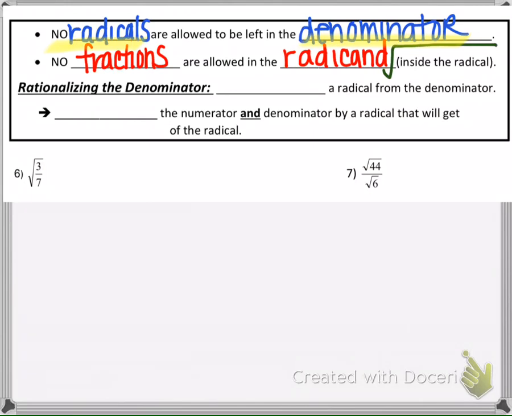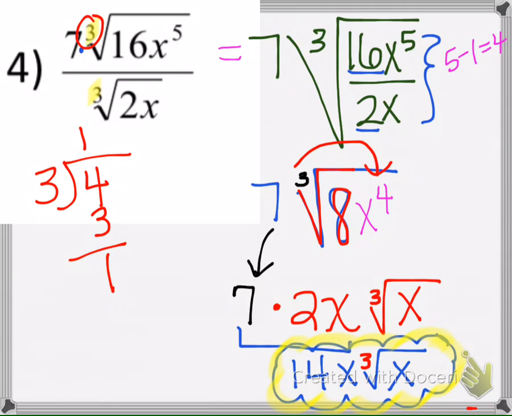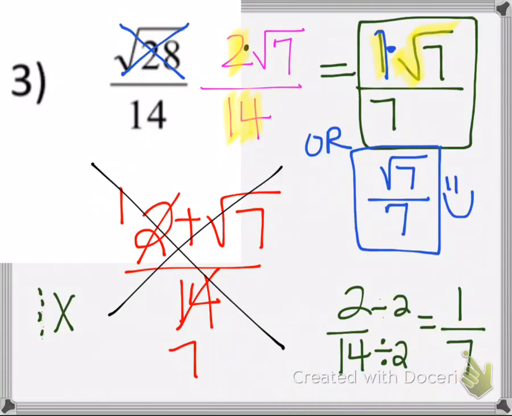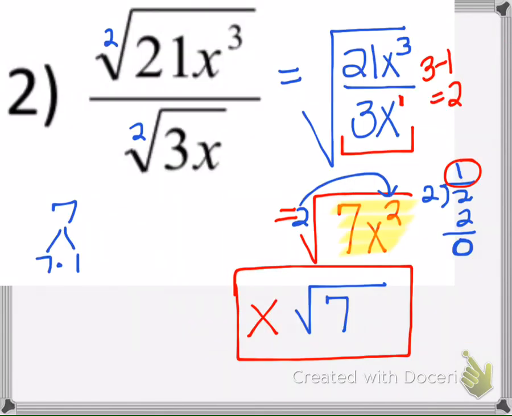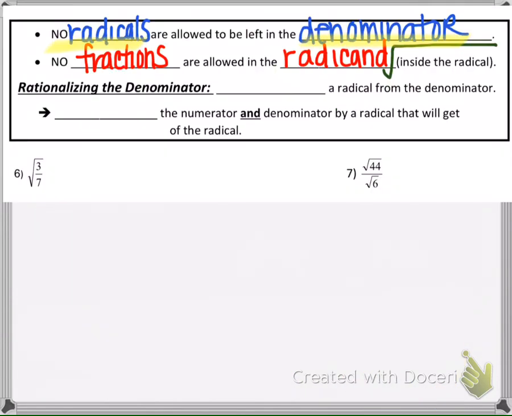So if we look at some of the problems we did previously in the last video, you could see that the answer to this problem right here has no radical in the denominator. Or this problem here, there is no radical in a denominator. Or this problem here just has a 7. There's no radical in the denominator. Same thing here. So the next set of examples, we're going to have an issue.